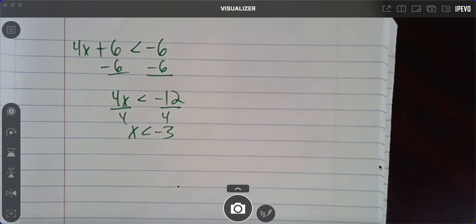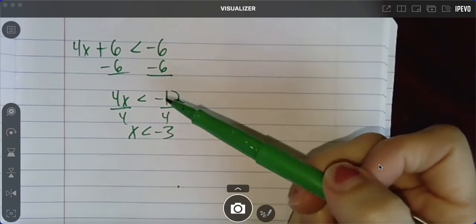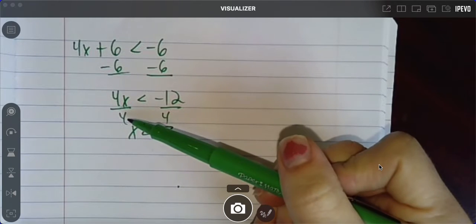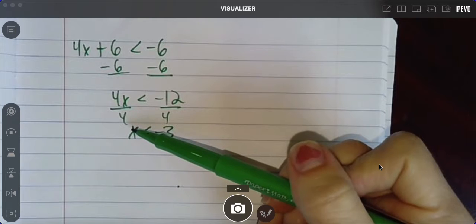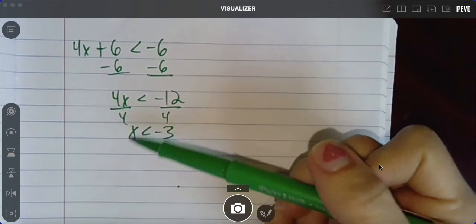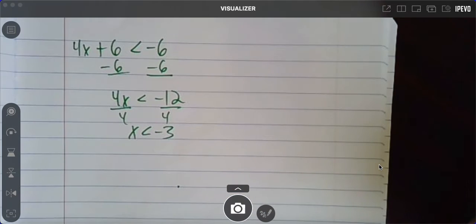Wait, I thought that on these, we're dividing by a negative to flip the sign. That's right. But I divided by a positive 4. So do I flip the sign? No. I'm sure we'll have one where we divide by a negative in a second.